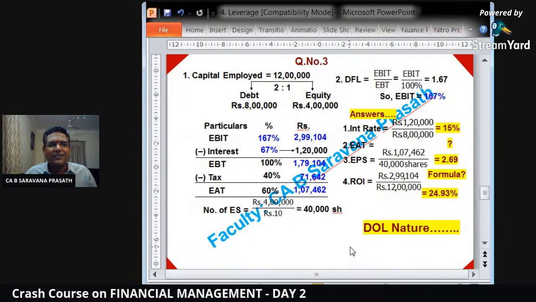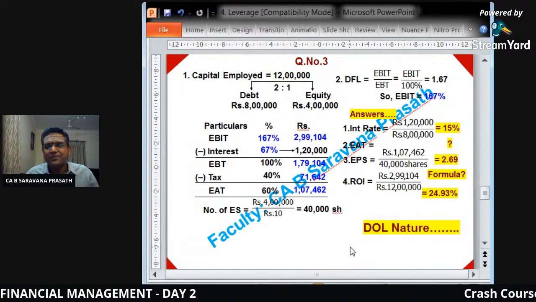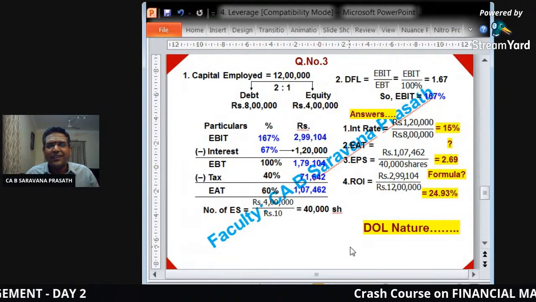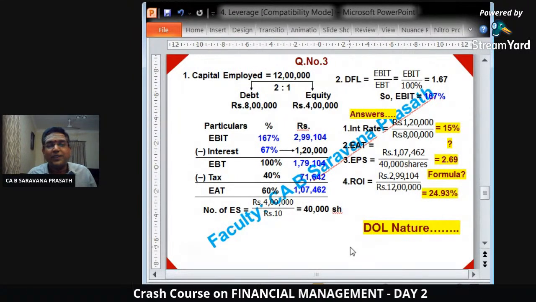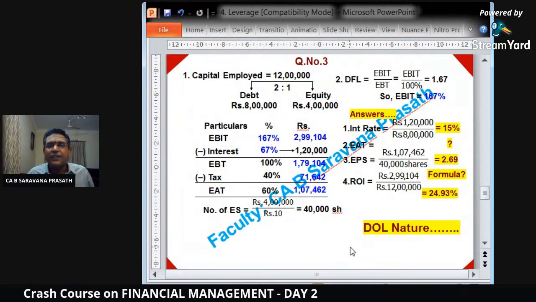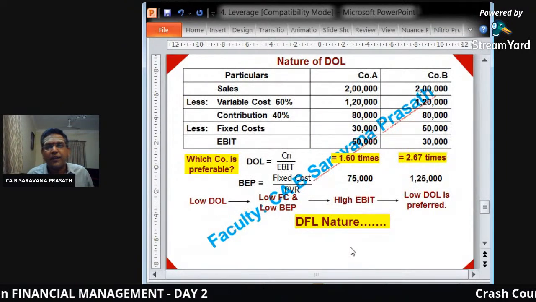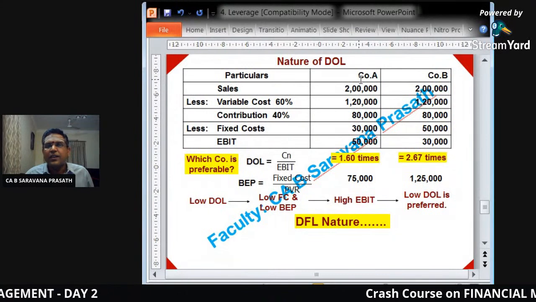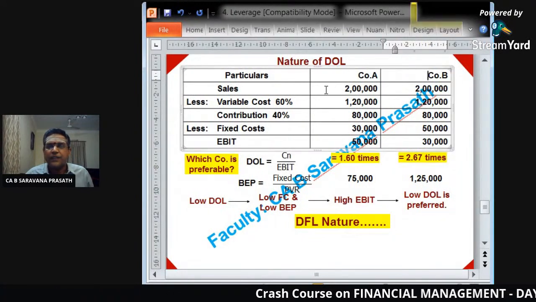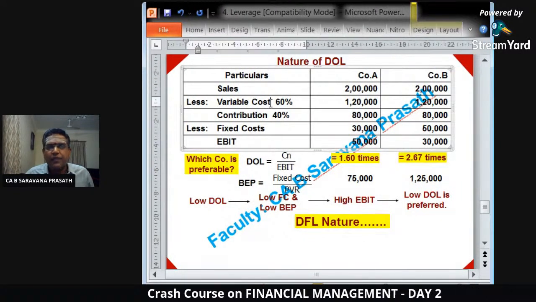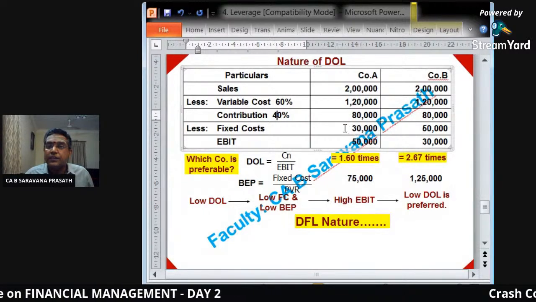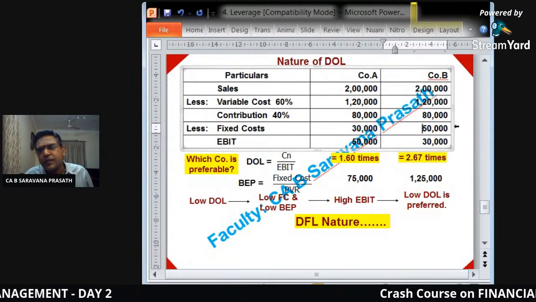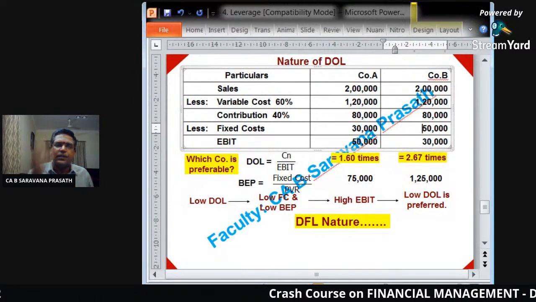What is the concept that we are referring to now? Nature of DOL. What should be the nature of DOL? Consider two companies' profit and loss account like this. A and B, both companies have the same sales, same variable cost and same contribution. The first company has a fixed cost of 30,000. The second company has a fixed cost of 50,000.